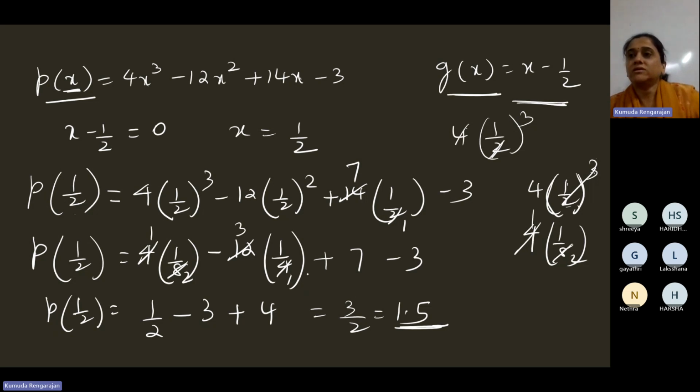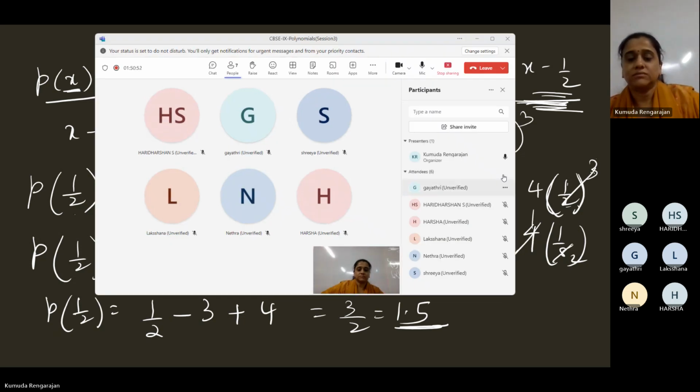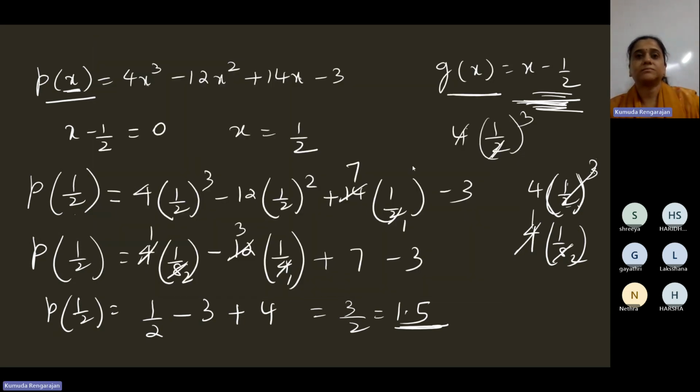And for that, equate the divisor to 0. The divisor is x minus half. Equate it to 0 and find the value of x. So we get x is half. Next, we have to find the value of the dividend polynomial at x is equal to half.